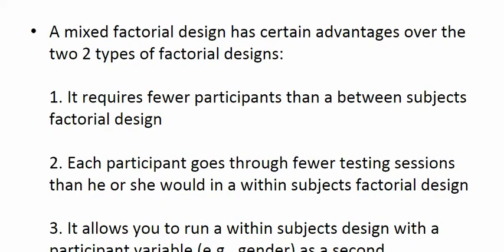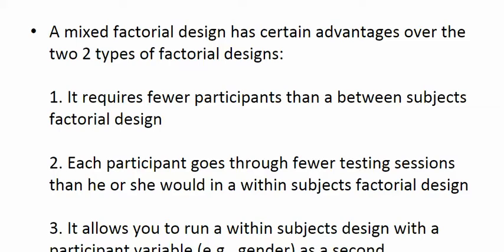Now I wanted to quickly talk about the advantages that a mixed factorial design has over the two other types of factorial designs. First of all, it requires fewer participants than a between subjects factorial design. Think back to that example of a between subjects factorial design that I showed you, and take a moment to think about how it requires four separate groups of people. So you have to have separate groups of people recruited, which might not sound too bad. That's not too hard to recruit.